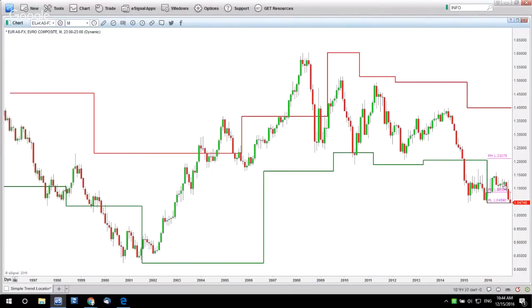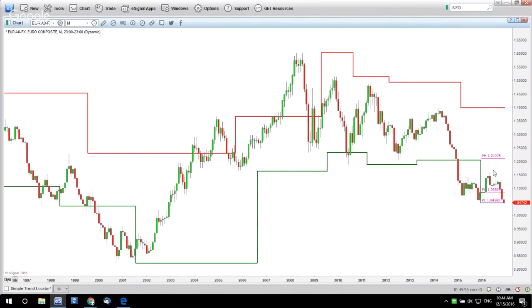Now, the euro dollar is something that everyone trades because we hear that the euro dollar is the most heavily traded currency, etc., etc. But if most people trade the euro dollar and most people fail, what does that tell you about always trading the euro dollar? You want to trade the euro dollar only when it's in trend, not when it's in consolidation.